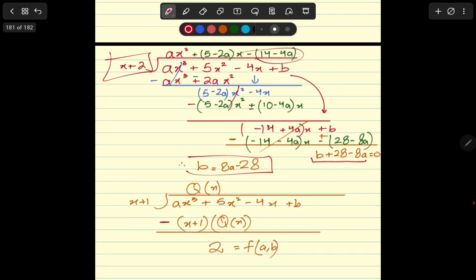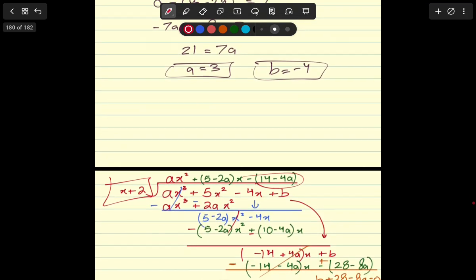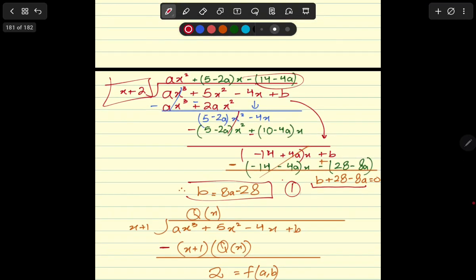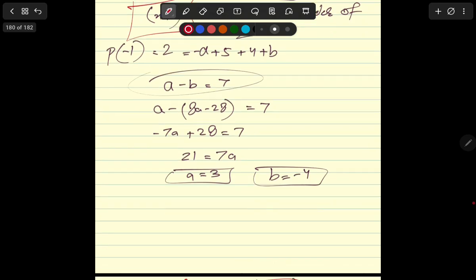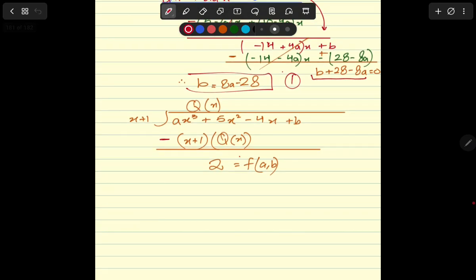Now, similarly, this gave us the first equation, and then you would do the second equation by dividing it by x plus 1, and whatever remainder you got in terms of a and b, you equate it to 2 in order to get the second equation, and then you solve it simultaneously. But do you see how difficult that becomes?